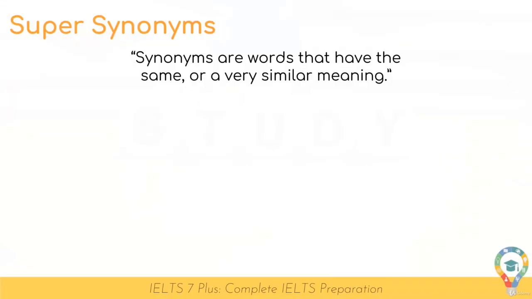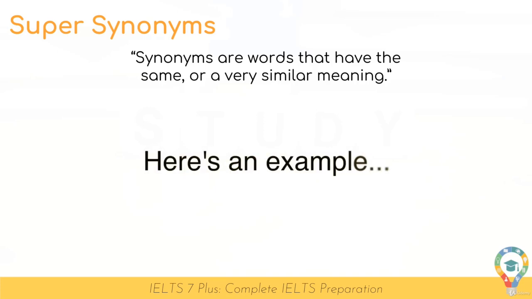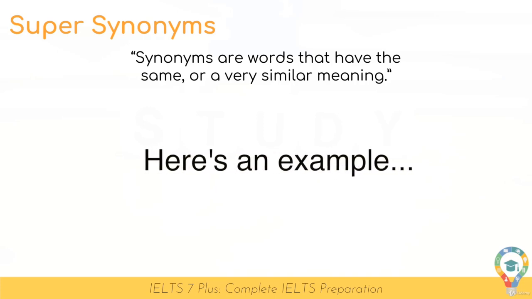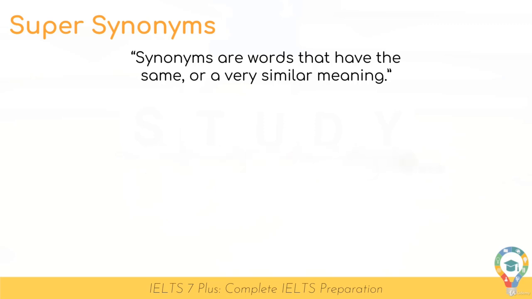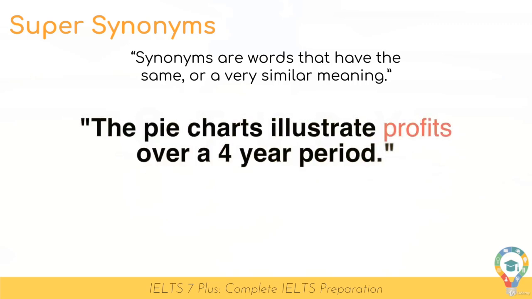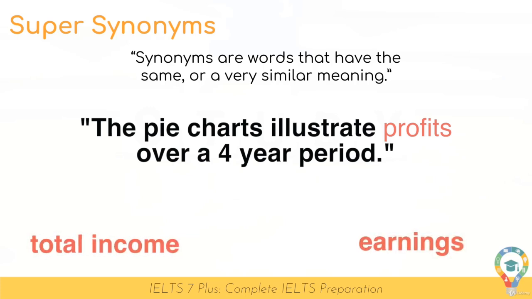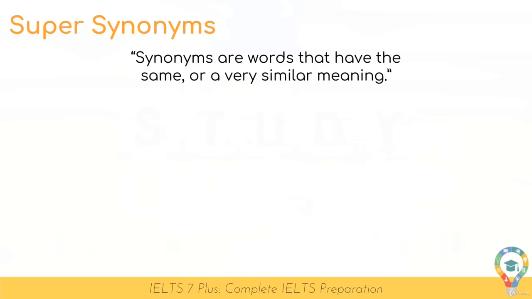To increase your range of vocabulary, it's really important that you have a good understanding of synonyms. Now, synonyms are words that have a very similar or the exact same meaning. And throughout this lesson, I'll be teaching you lots of IELTS writing specific vocabulary and synonyms. Here is a quick example of 3 synonyms for the word profit. By having a larger range of vocabulary, you will find it easier to not repeat yourself.